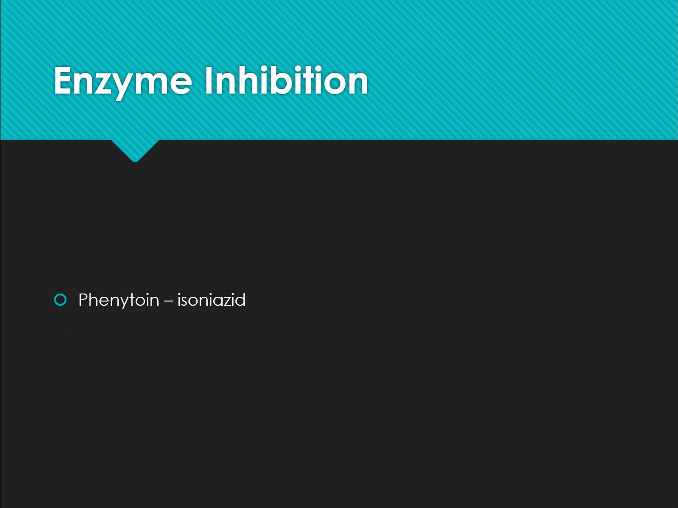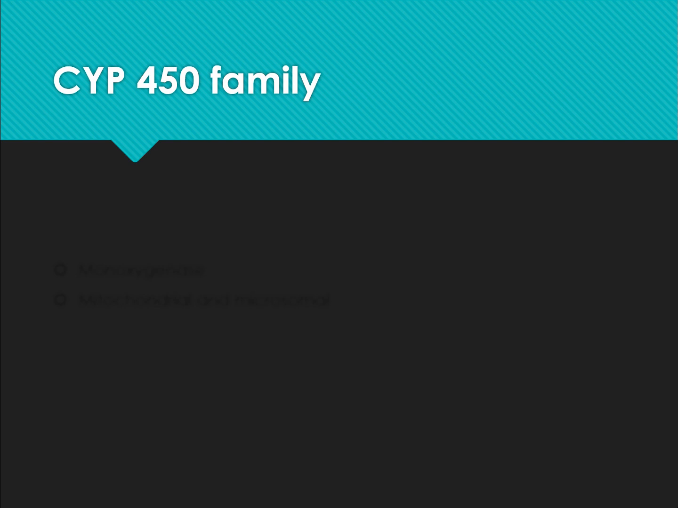When we talk about inhibition, the example is phenytoin and isoniazid. Isoniazid, being the enzyme inhibitor, will prolong the presence of phenytoin in the blood and might lead to toxicity of phenytoin. A little note about the CYP450 family, which are monooxygenase enzymes that usually cause phase 1 metabolism. They might be either mitochondrial or microsomal. They are present in both places.